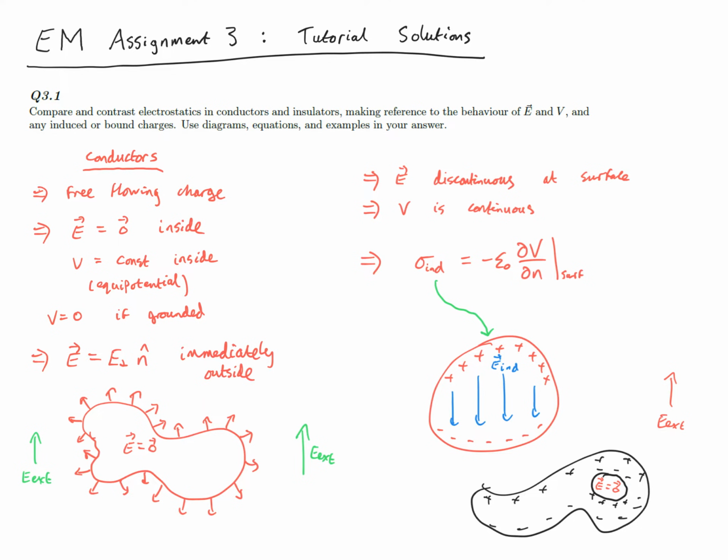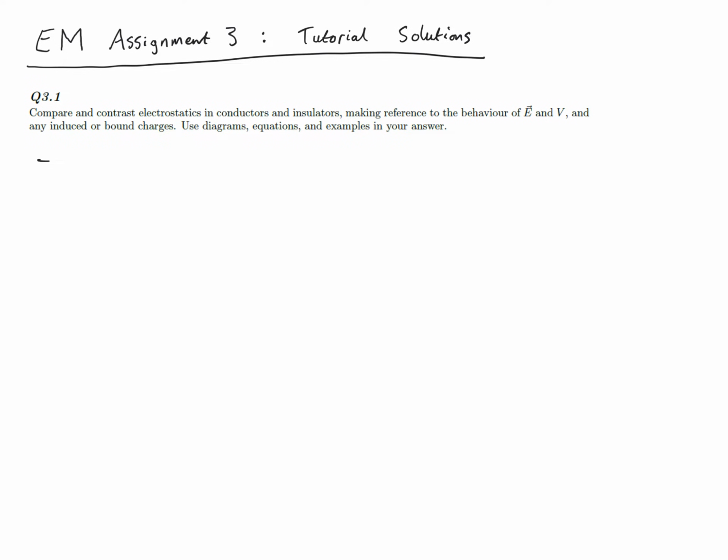What I wrote down here was a summary for conductors. Let's now switch to insulators, and then finally in your essay you should actually make a comparison between the two to bring it all together. So let's now switch to the discussion of insulators. So for insulators, the situation is rather different.